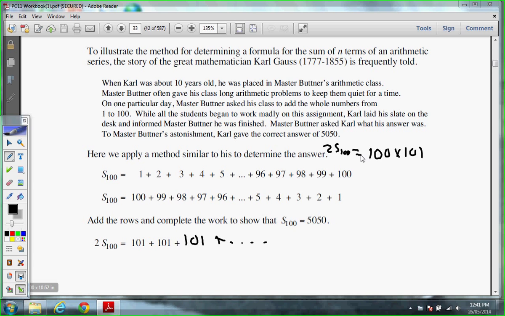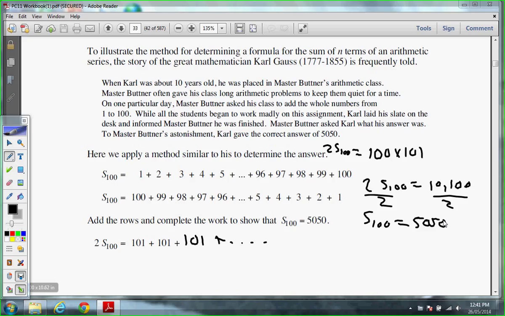So if we multiply this first, you're going to get 10,100. So that means 2 series. If you add up 100 twice, you'd get that. So we're going to divide it by 2. And then he got his answer, so he put on the teacher's desk 5,050. So if you add up numbers 1 to 100, that total is 5,050.